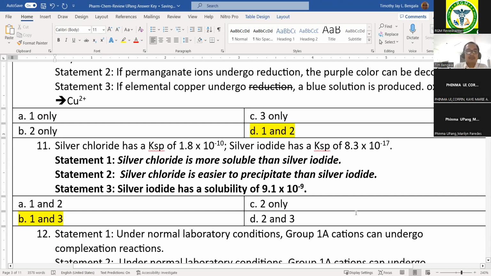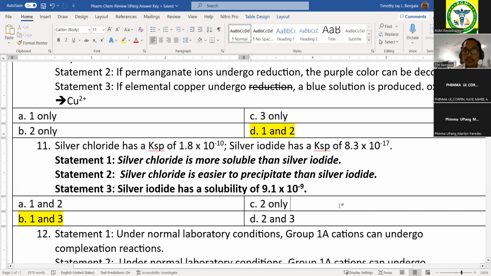Next, number 11. So, we have two ions here, silver chloride and silver iodide. So, dito na ito yung ginagawa natin last time. Ang sabi ko sa inyo, we need to compare yung solubility. And KSP can be used for that. Generally, pag mas maliit yung value ng KSP, less soluble, or mas insoluble. Hindi siya madaling mag-dissolve or madali siya mag-precipitate kapag mas maliit.